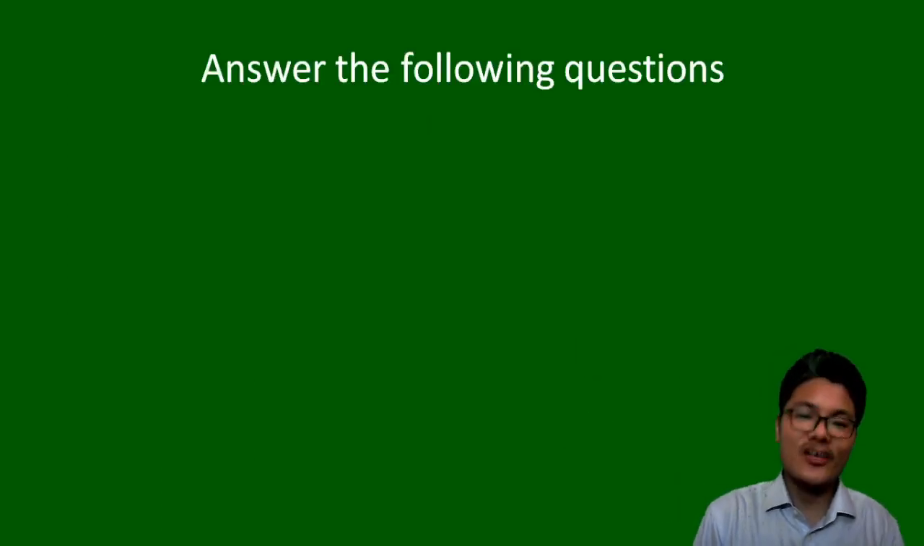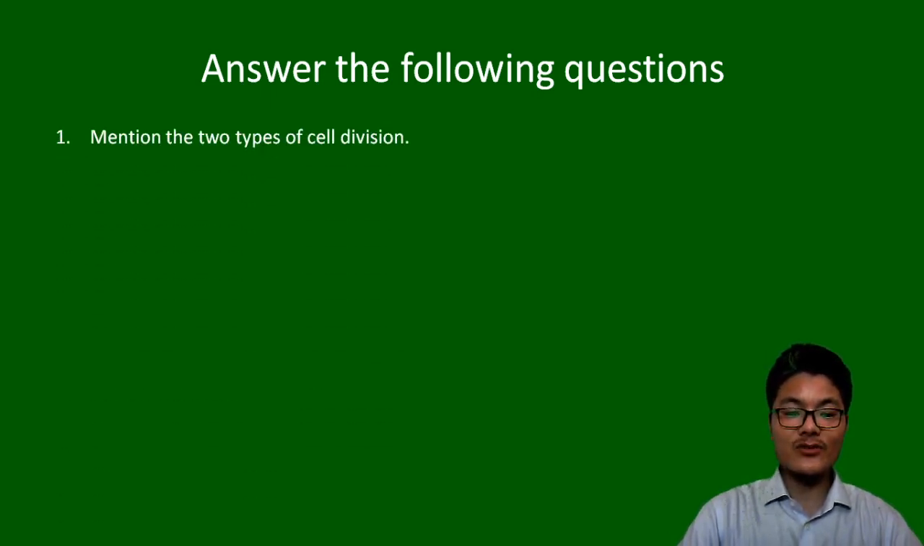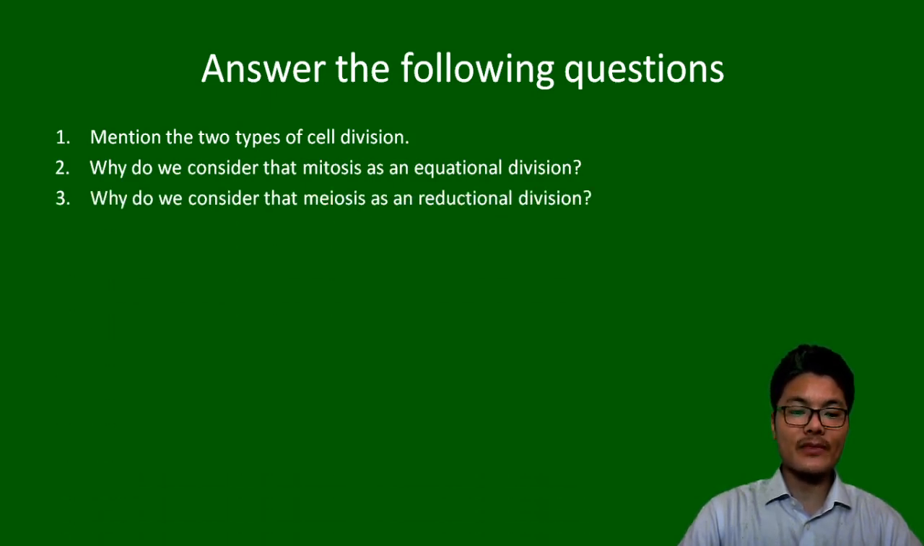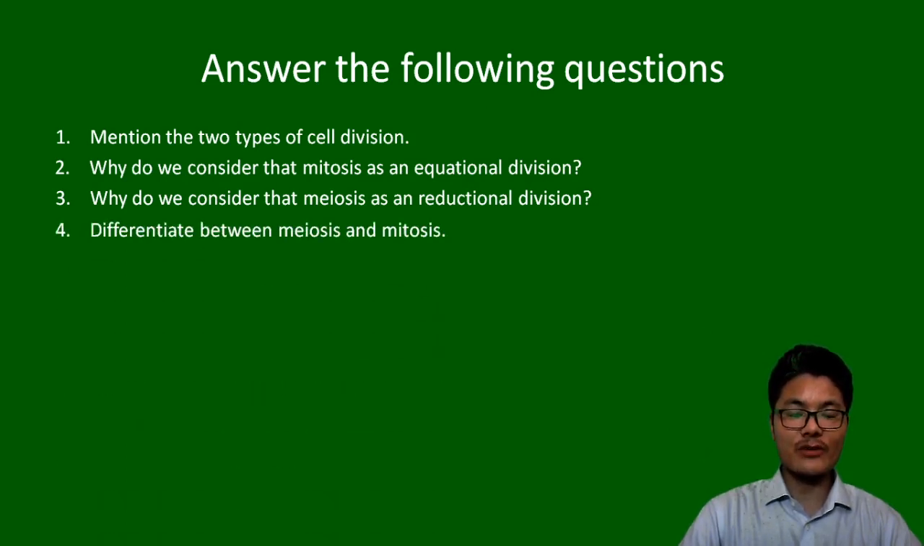With this, you must have understood the general basic concept of cell division. You'll be studying in detail all these processes occurring in cell division. Now try to answer these questions. First, mention two types of cell division, easy. Second, why do we consider meiosis an equational division? Third, why is meiosis called a reductional division? Fourth, differentiate between meiosis and mitosis. And fifth, state the significance of meiosis.